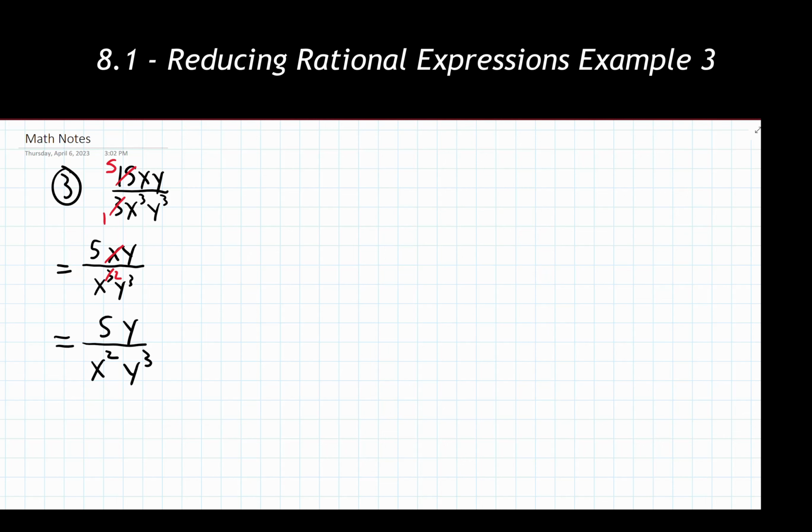And then lastly, I'm looking at my y over y cubed. I can cancel one y up top with one y down below, giving me a y squared left over in the denominator spot. And this gives me 5 over x squared y squared. I now don't have anything else that I can cancel from the numerator and the denominator spot, so I have my final fully reduced answer.